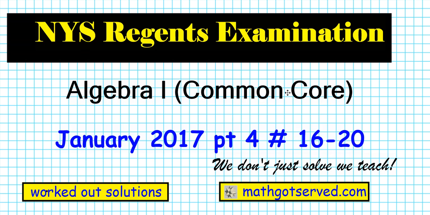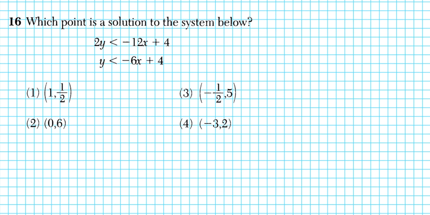In this clip, we're going to be going over problems 16 to 20 of the Algebra 1 Common Core New York Regents exam for January 2017. All right, let's take a look at question number 16. It says, which is a solution to the system below? Okay, so we have four options.